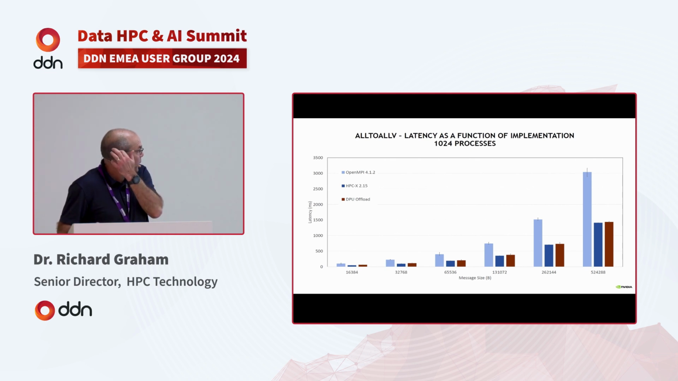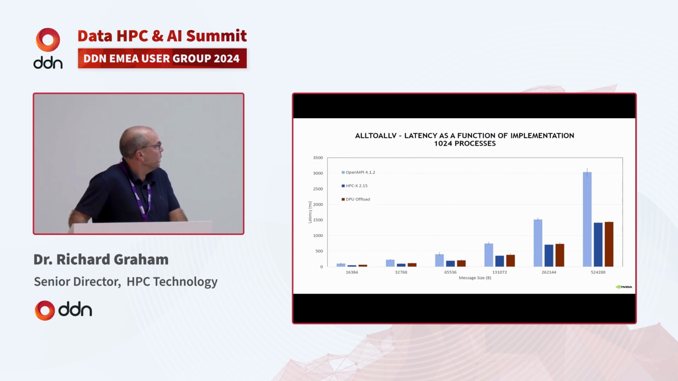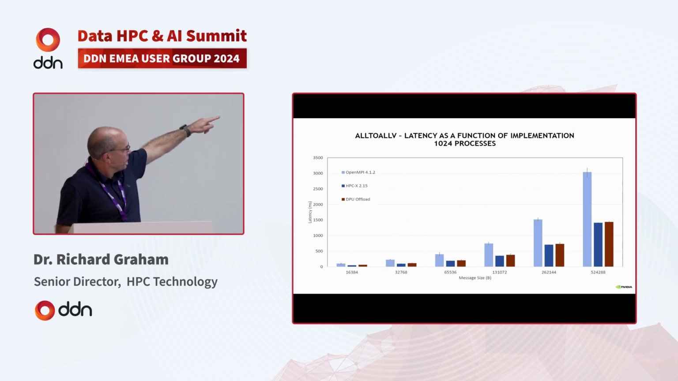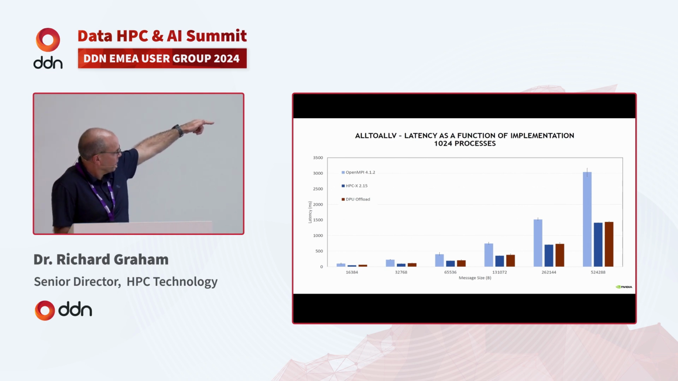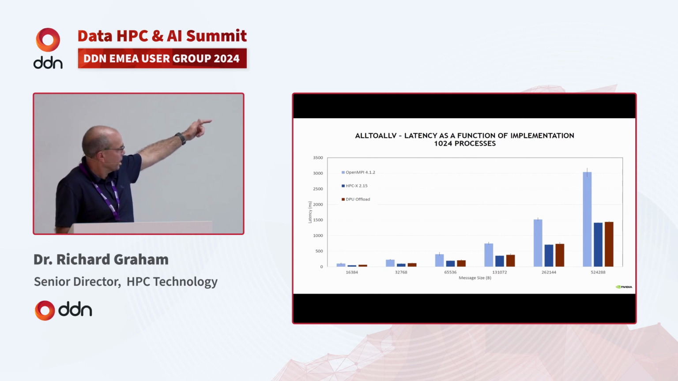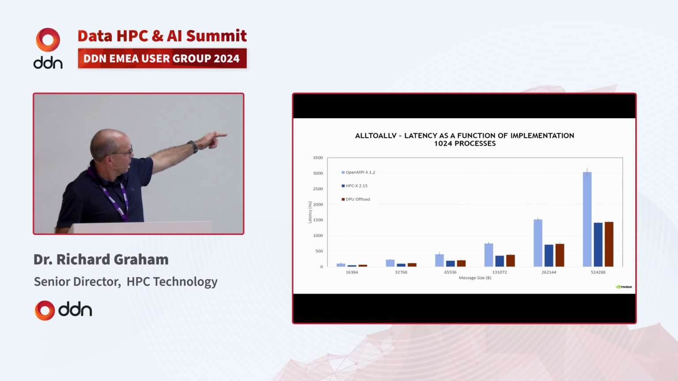And we've measured here the latency of an operation in the context of running at 1,000 processors at different message sizes. So this is an optimization for larger message sizes. We've compared here the performance of OpenMPI 4, which is the current version of OpenMPI, HPCX, which is the MPI that NVIDIA ships, based on OpenMPI with some of our own optimizations, and then the performance that we get when we use the DPU to offload those collectives.